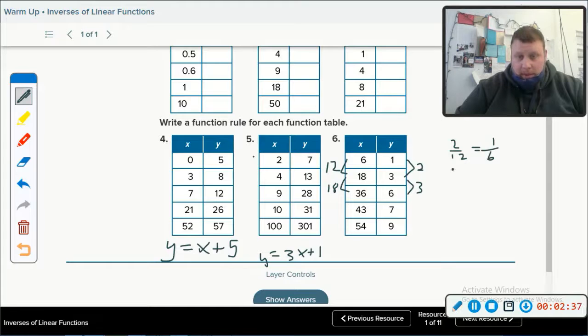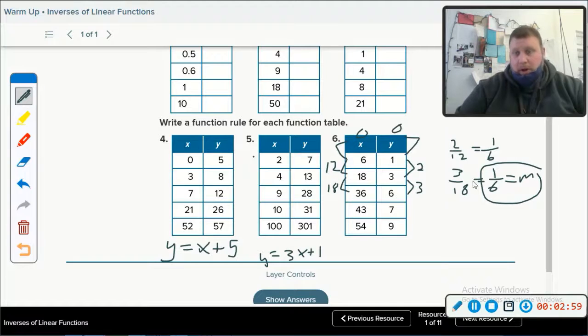And I think it's going to be the same, but let's see, 3 over 18, yeah. 3 goes in 3 once, goes in 18 6 times, that's 1/6. So we have a slope of 1/6. And that means every time I go up 6, I go up 1, right? So if I'm going to go back 6 to 0, I'm going to go down 1 to 0, which means my start value is 0. So this is just y equals 1/6 x.